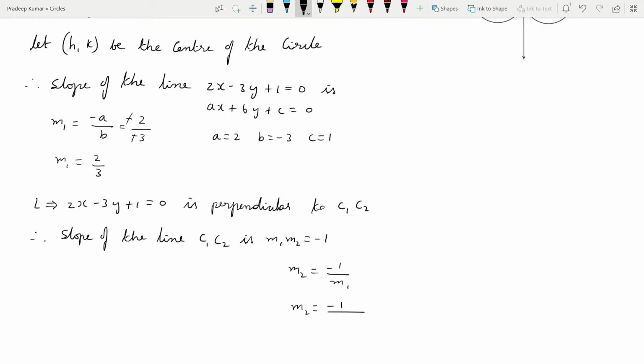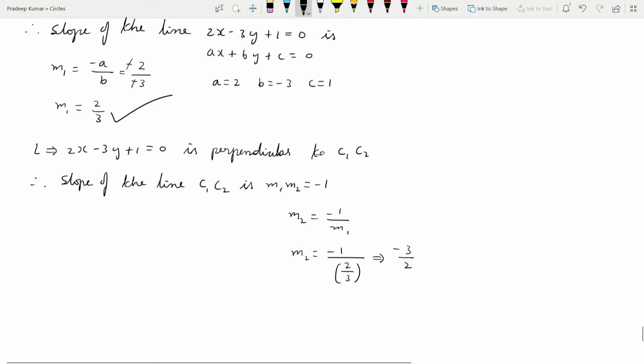So m1 is how much? It was 2/3, which we got above here. So I'm just substituting here. This 3 can go up, so the value we are getting is -3/2. So this is the second slope, m2 equal to -3/2 for the line C1 C2. So here m2 is -3/2.